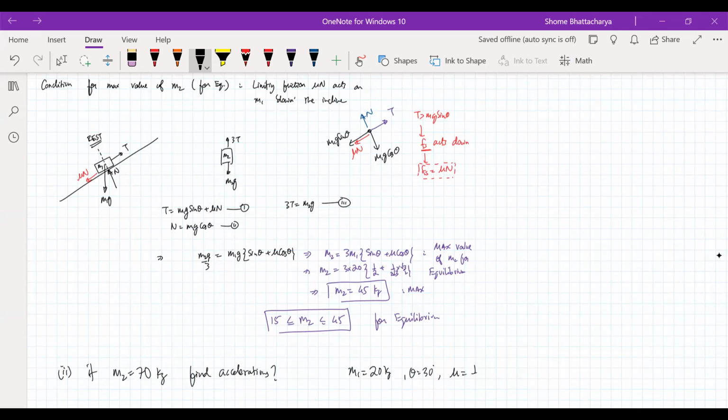These are still the same. So not only do we know there will be acceleration, but we know the direction of acceleration. m2 will be coming vertically down and m1 will be slipping up the incline. But now the moment there is motion, don't forget that there's a system of pulleys. So you'll have to take into account that there's a constraint relation between their accelerations.